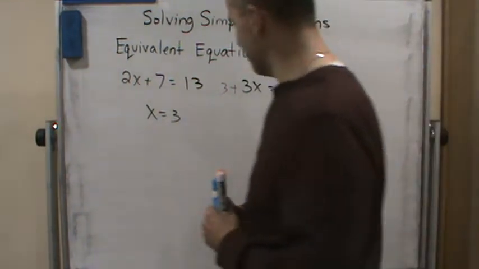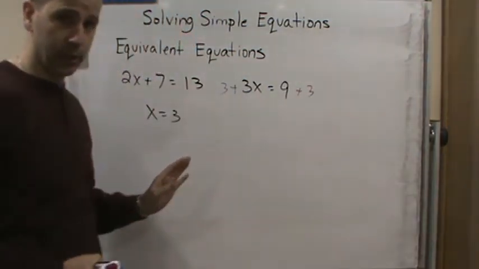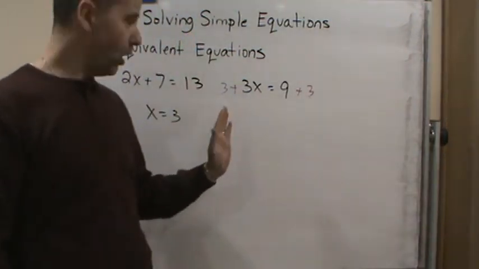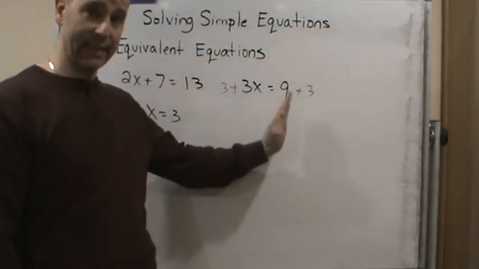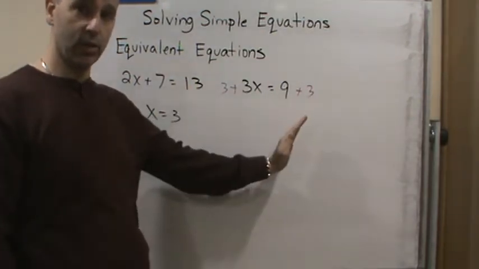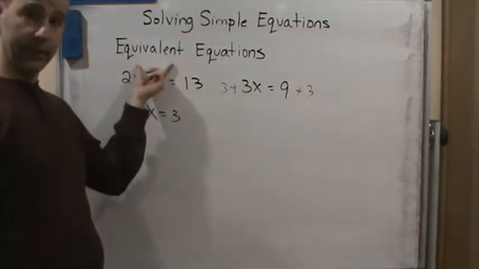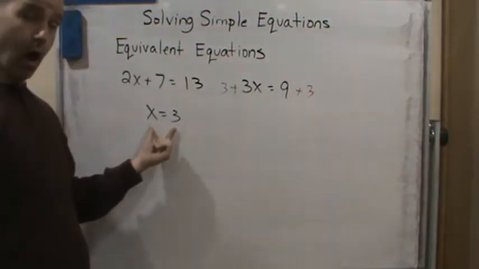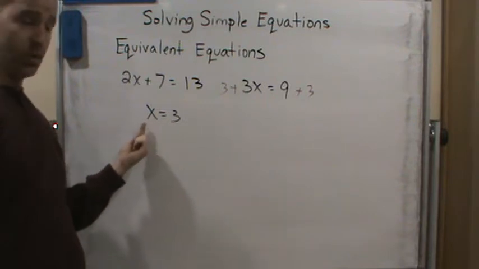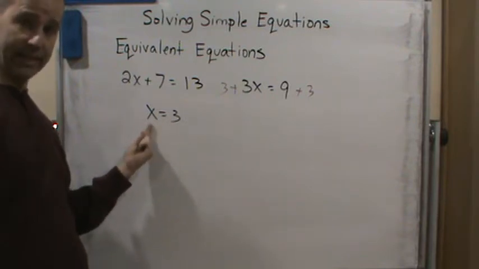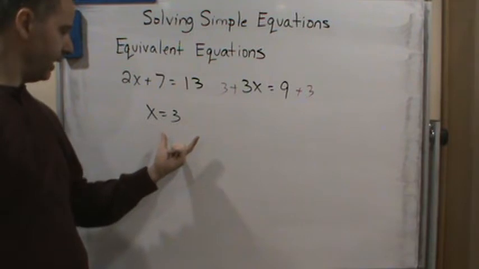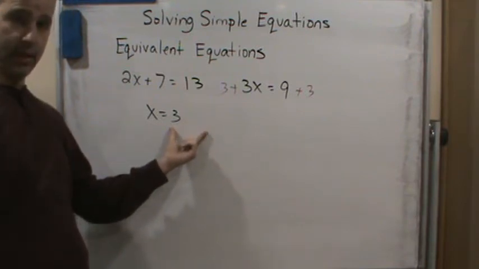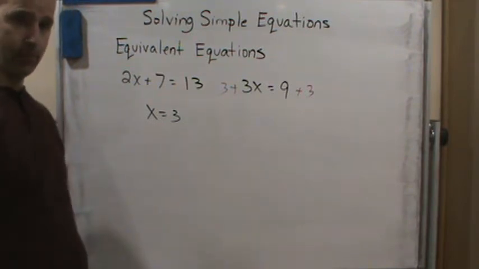So that's where the addition principle comes in: as long as I add or subtract the same amount to both sides of the equation, I will end up with an equivalent equation. I can use this to solve the equation, okay? Which means I want to use this addition principle to isolate the variable on one side and get all the constants on the other side and simplify, okay?